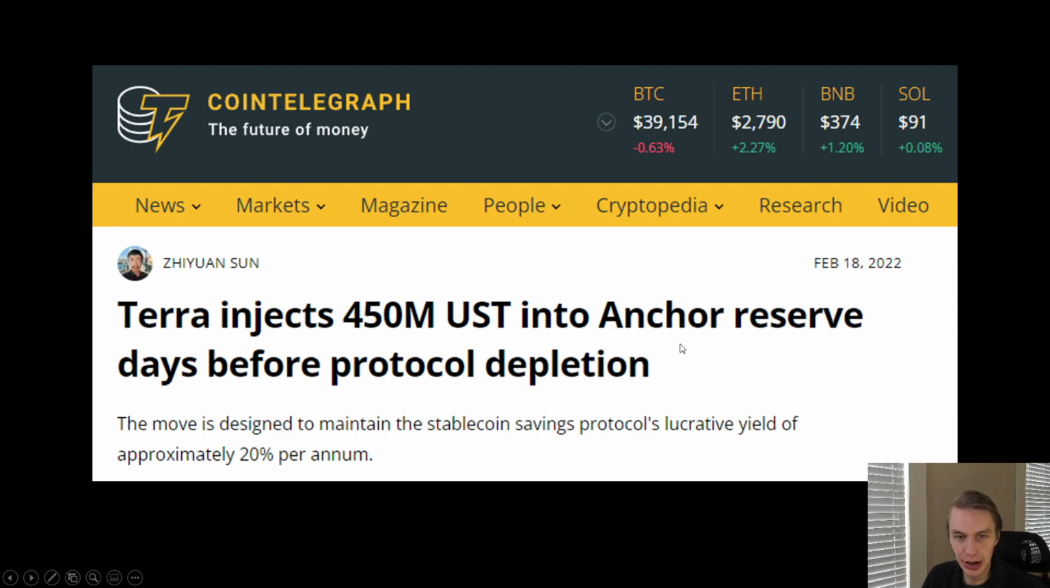Now, the specific headline I'm showing you here is about how the Terra Foundation, I believe it was, injected a bunch of money into the Anchor reserve to make sure that it doesn't get depleted. There were concerns that Anchor wasn't going to be able to maintain its 20% yield rate because there weren't enough people coming in to act as borrowers. In the Anchor protocol, there needs to be a balance between lenders and borrowers, and there weren't enough borrowers coming in to sustain that yield rate for the people who were lending. But this has been backstopped to allow Anchor to maintain its yield for longer.